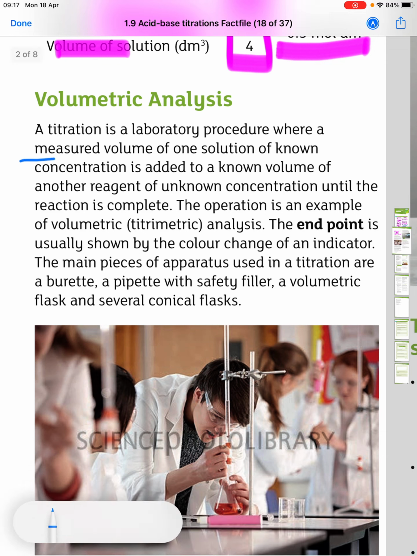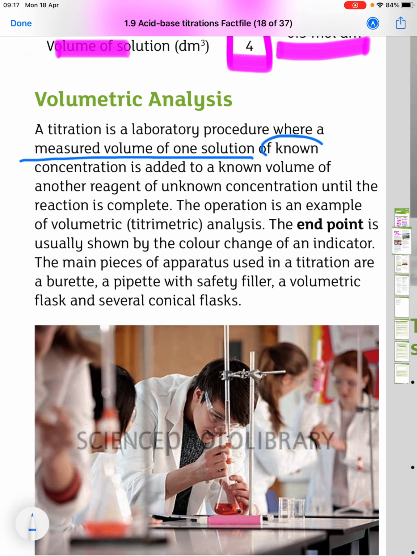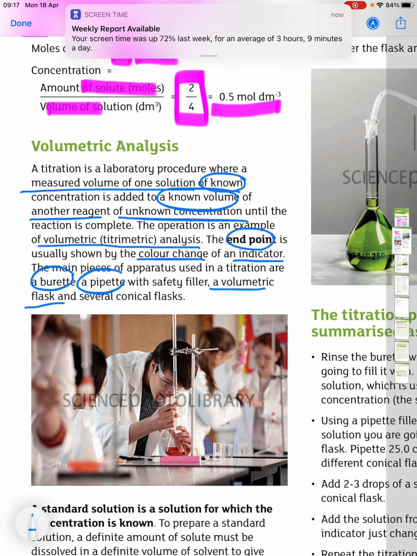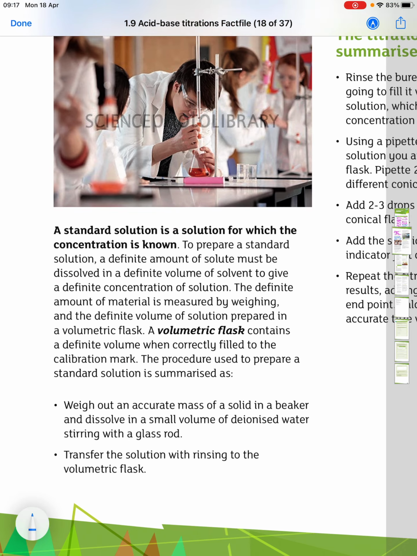Volumetric analysis. Titration is a laboratory procedure where a measured volume of one solution of known concentration is added to a known volume of another reagent of unknown concentration until the reaction is complete. So the operation is an example of volumetric or titrometric analysis, and the end point is usually shown by the colour change of an indicator. The main pieces of apparatus used in a titration are a burette, a pipette with safety filler, a volumetric flask, and several conical flasks.